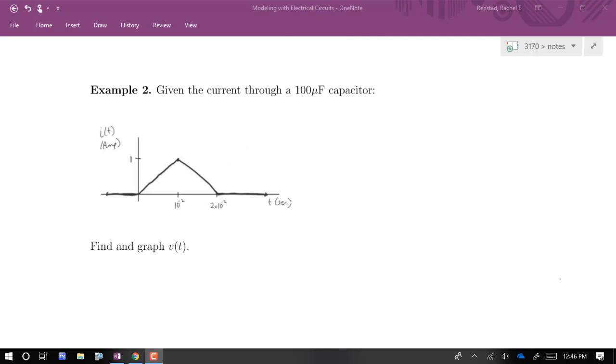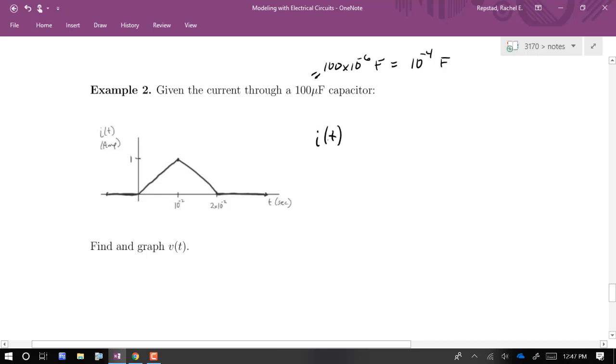In this next example, we're given a current function in the form of this graph, and we want to find and graph the voltage. Again, we're working with a 100 microfarad capacitor, so that's 100 times 10 to the negative 6 farads, or 10 to the negative 4 for our value of C. And we'll start by writing out this function as a piecewise defined function. So it starts out 0, then we have a couple of linear sections in the middle, and then it ends at 0. So we're going to have 4 regions here.